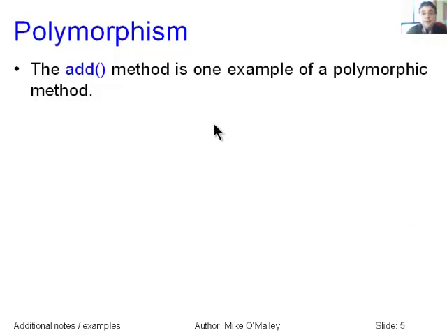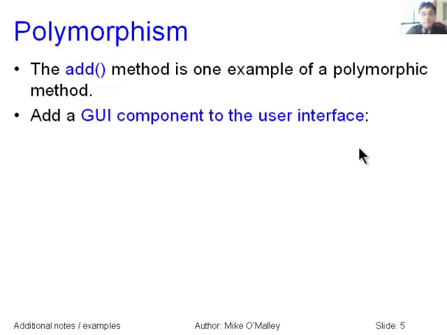Okay, so let's look at one example there, the add method. We've been using the add method a lot throughout this course and the prior course. That's a good one to look at, but there are many other methods that are polymorphic in Java, and we can create our own just as easily. So the add method adds a GUI component to the user interface. For example, add a mount text field. We'll add that text field to the interface or to a layout or to a panel or something like that.